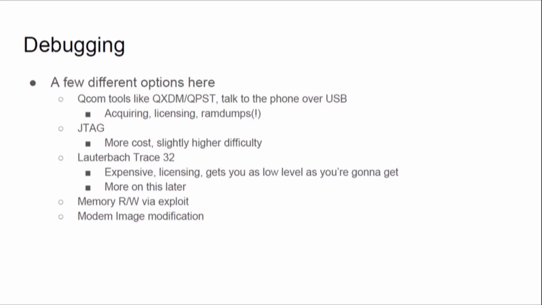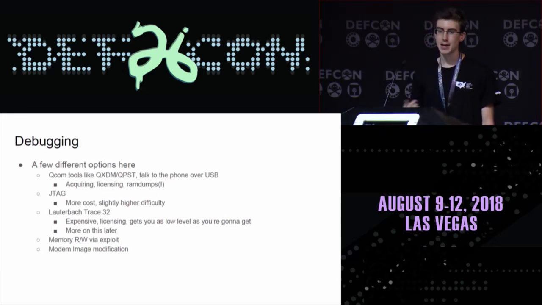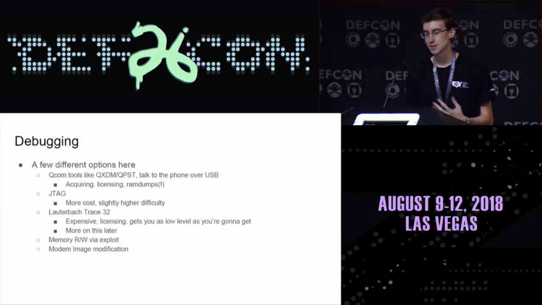These phones do support JTAG, although on some phones it's disabled in production devices. But to get that JTAG connection, you need to buy it from a company called Lauterbach, and they're the only ones who make it. It's something like north of $10,000. That was way out of my budget, although I'm sure it works very well. The approach some of the other presentations on the subject have taken is they get memory read-write through an exploit, and then they build a debugger around that. That implies you already have an exploit to start with, rather than using a debugger to help you poke around. Either one's a good option.